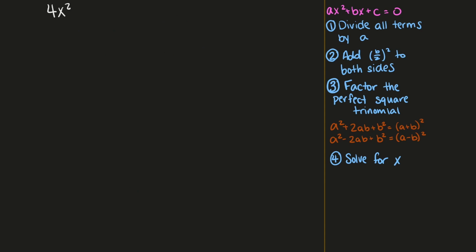Here's our second example. 4x squared minus 8x plus 1 equals 0. So now we have an a that is greater than 1. So first let's identify our a and b terms. Our a is 4 and our b is negative 8. Since a is greater than 1, we need to divide all of our terms by a. So everything gets divided by a.